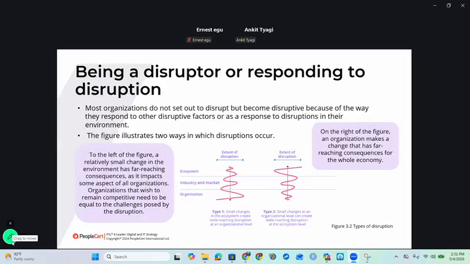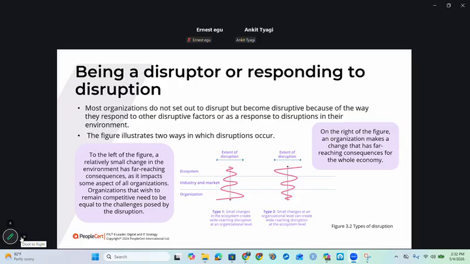Now, like I said, different attitudes: being a disruptor or responding to disruption. Most organizations do not set out to disrupt, but become disruptive because of the way they respond to other disruptive factors. What are these different aspects? They say this figure illustrates two ways in which the disruption can occur.